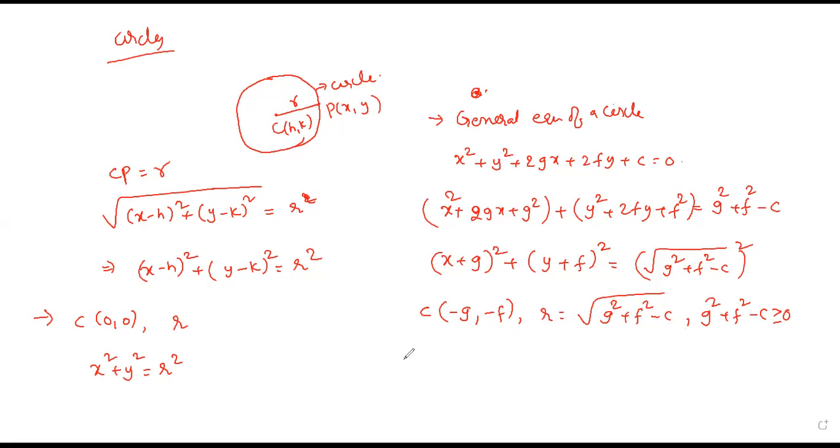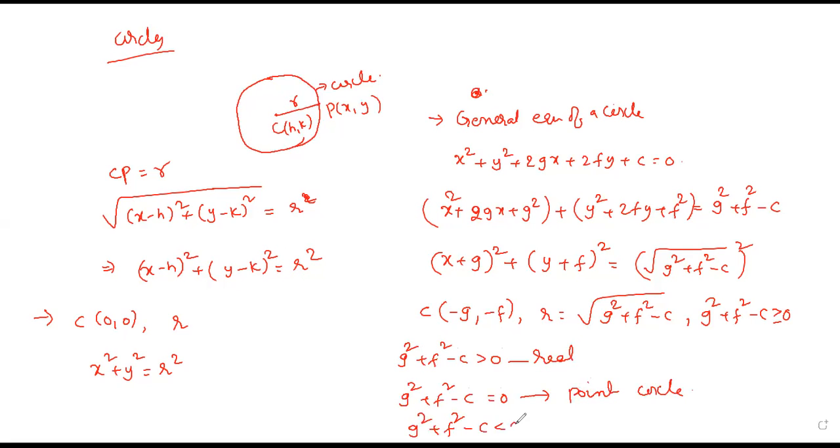If g square plus f square minus c is greater than 0, then the circle is said to be a real circle. If g square plus f square minus c equals 0, then the circle is a point circle, with only the center in the locus. And if g square plus f square minus c is less than 0, then the circle is imaginary.